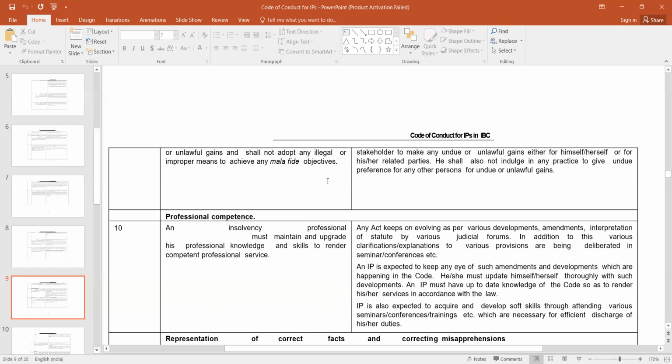Next point is professional competence. What it says is, an insolvency professional must maintain and upgrade his professional knowledge and skills to render competent professional service. So now there are continuing professional education guidelines also.